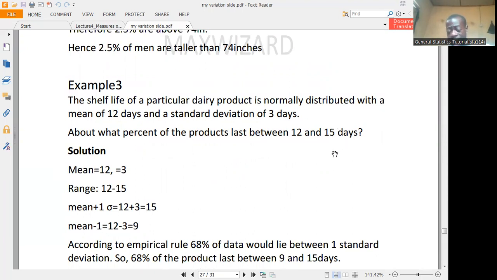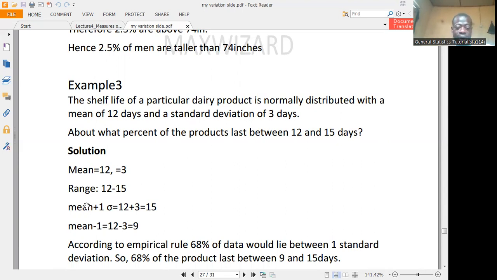This 15 days here has something to do with, well, you should ask yourself, if the mean is 12 and the standard deviation is 3, how many standard deviations should you subtract or add to this 12 to get 15? In fact, you realize that only one standard deviation is needed. So if you add one standard deviation to this 12, you are going to get what? 15. That means we need to form our range using one standard deviation here.